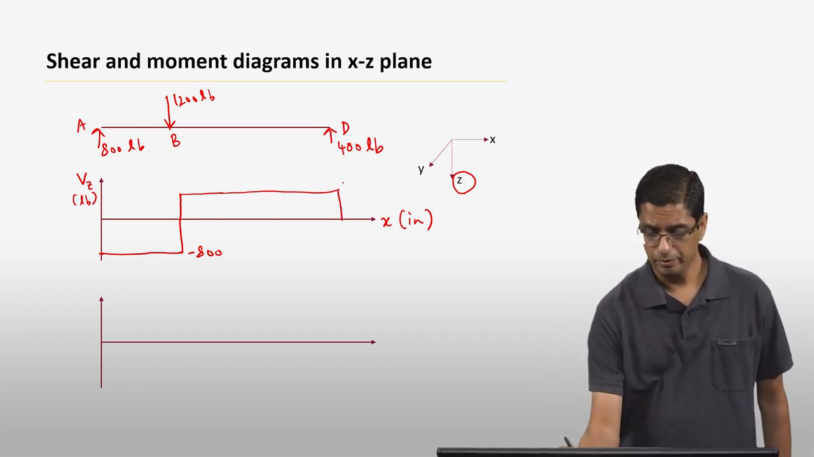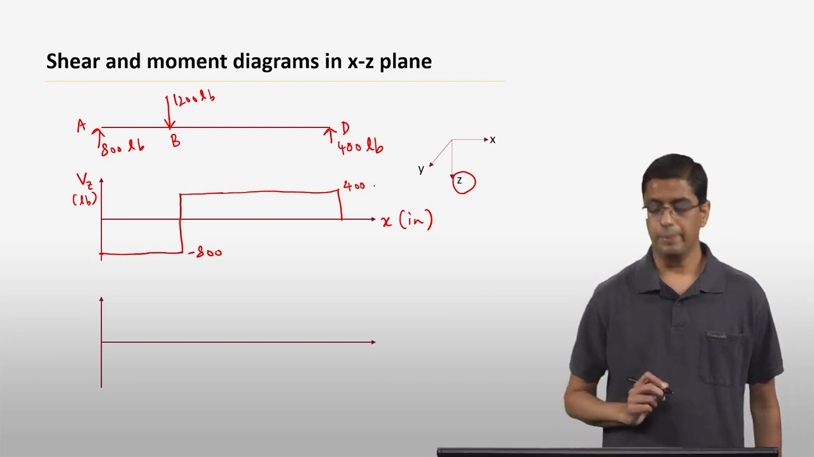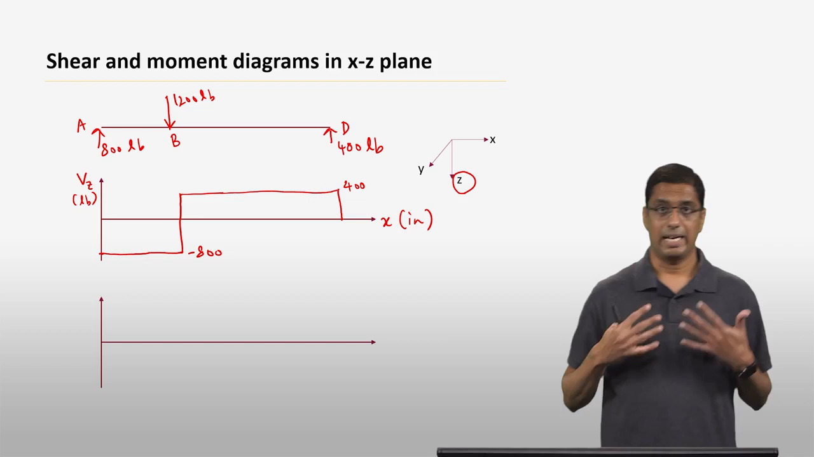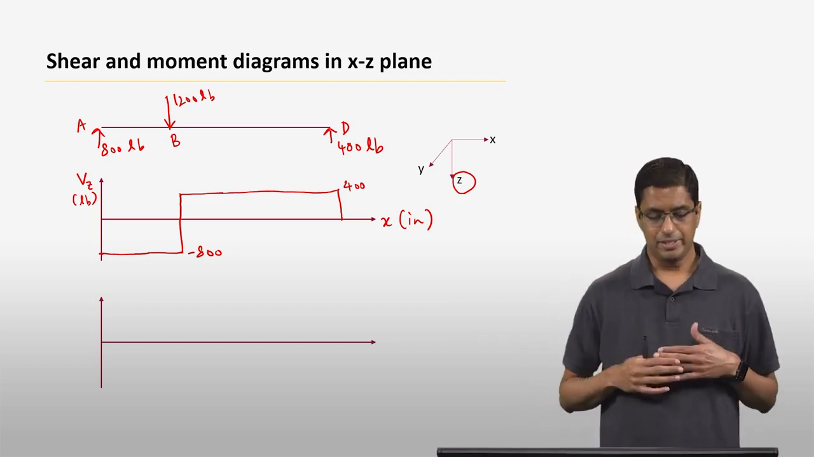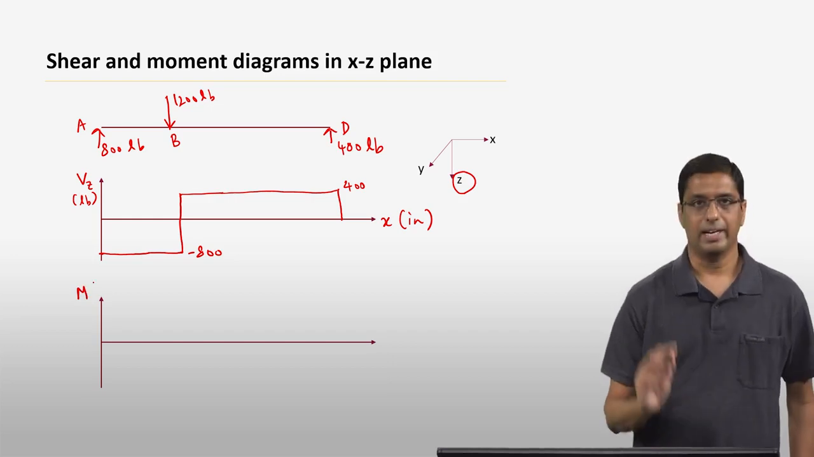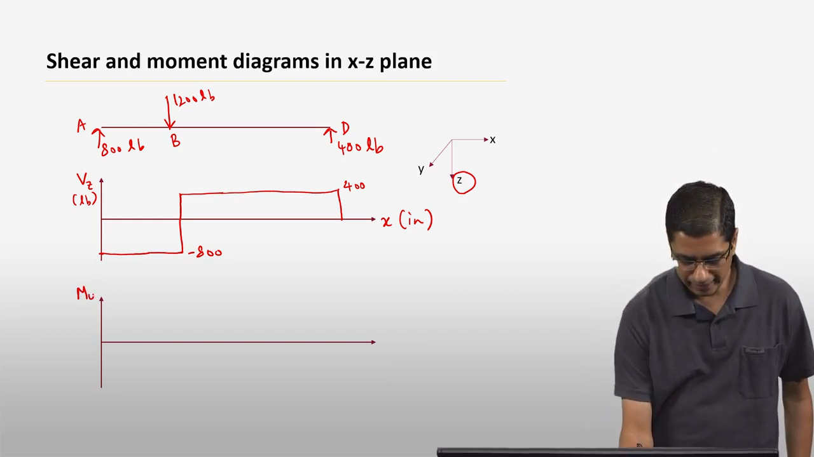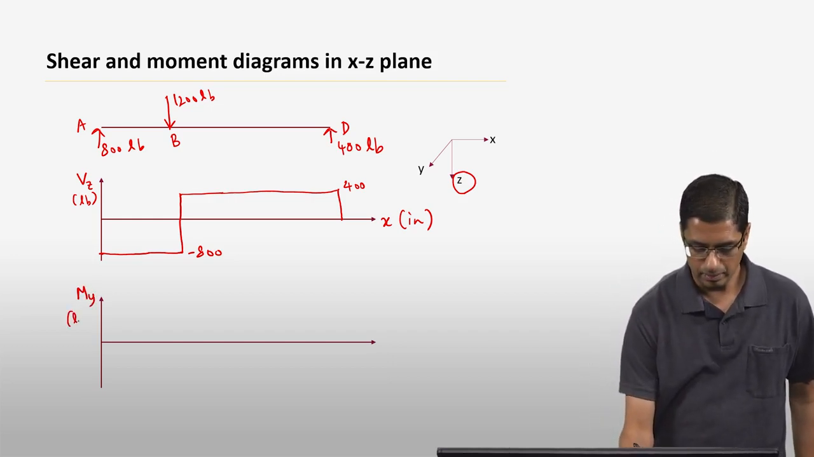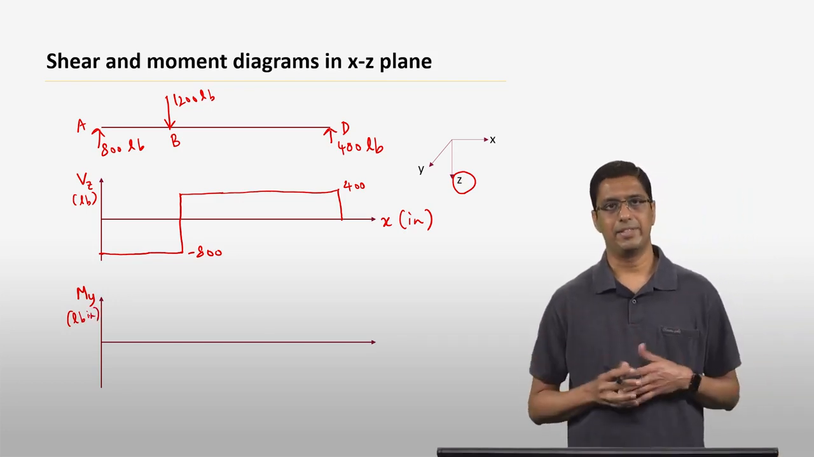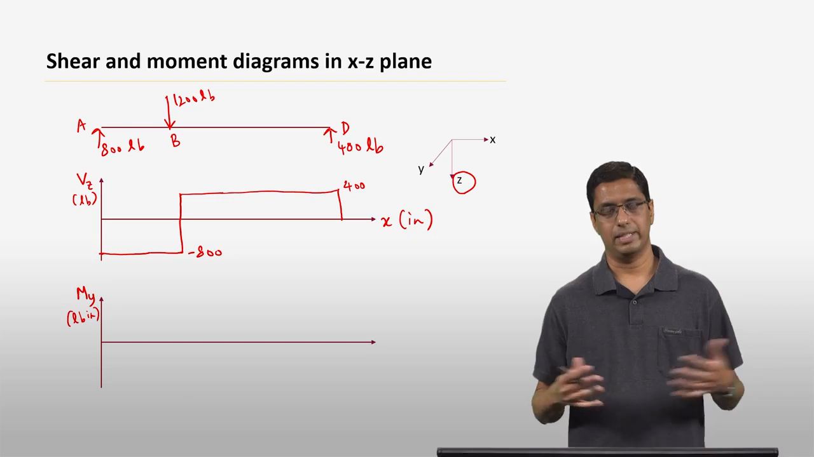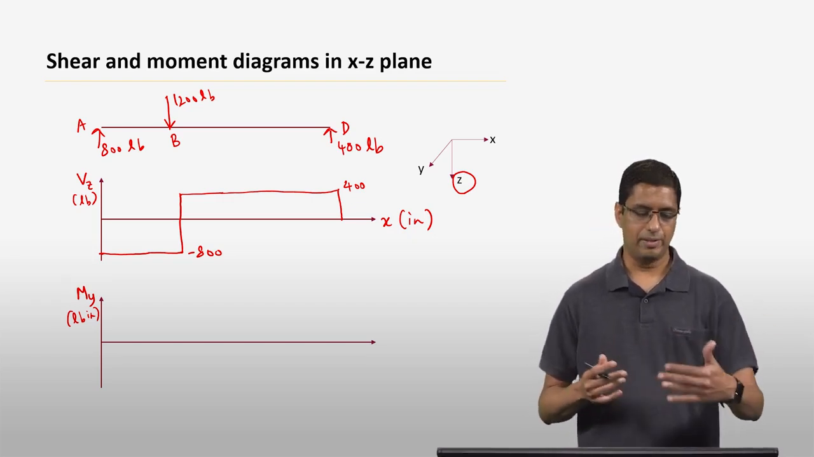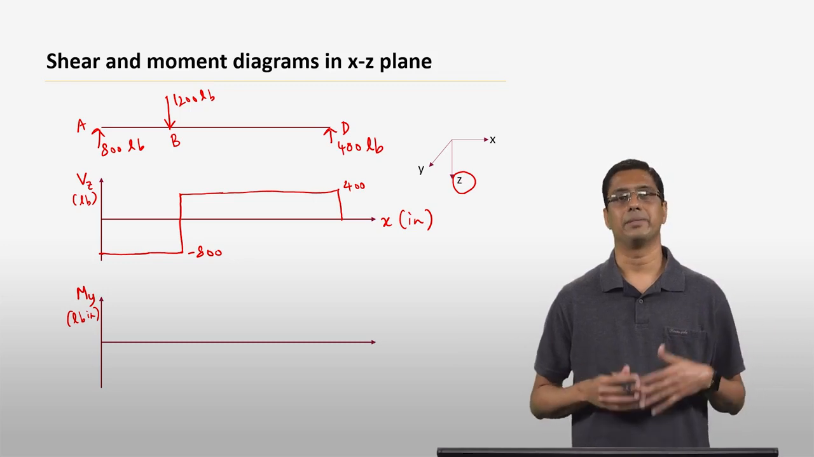Okay, so this is going to be 400. Okay, so that is our shear diagram in the XZ plane. Based on this shear diagram, we can construct the moment diagram. So the moment here, again, as I mentioned before, it's My, and that is in pound inches. Based on the conventions and the formulas that you learned earlier in solid mechanics or some other strength of materials class, we know that from the VZ diagram, it's fairly easy to construct the moment diagram.